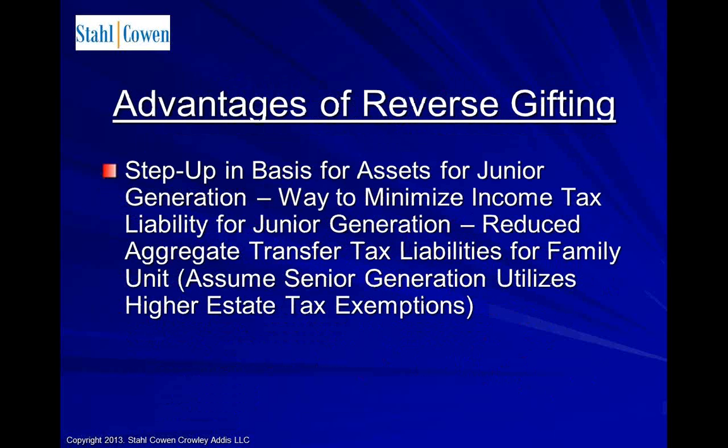Okay, so what are the specific advantages of reverse gifting? Let's say that child, go back to my example from earlier, has an asset that is $10. But now the fair market value of that asset is $50. If the child was to go and sell that asset, you'd have a $40 capital gain. You'd have $40 of ordinary income that the child would have to deal with.